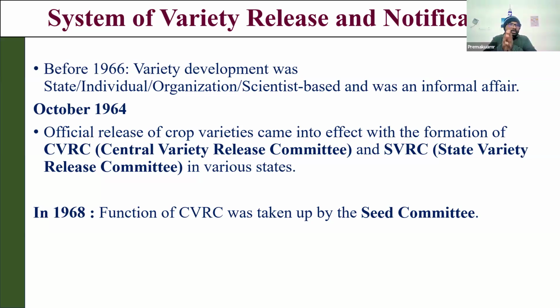Then the government formed two committees, CVRC and SVRC. If a variety has to be released nationwide, you have to take the approval of the CVRC, the Central Variety Release Committee, and follow the procedures laid down by it. If you want to release a variety for a particular state, you follow the guidelines of the SVRC, the State Variety Release Committee. In 1968, some functions of the CVRC and SVRC were transferred to the seed committee.